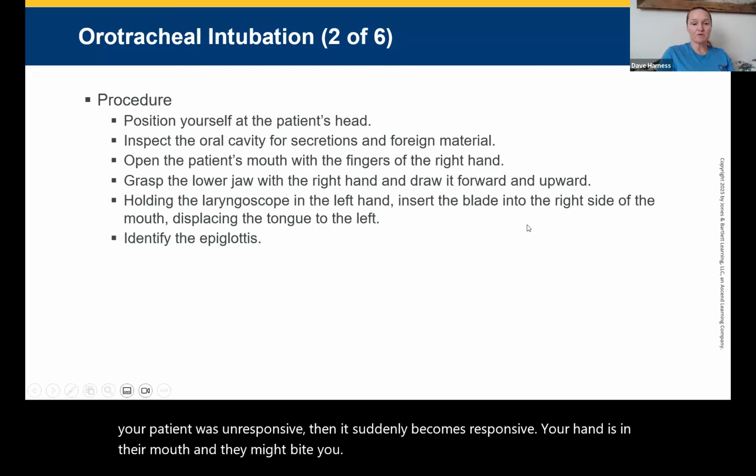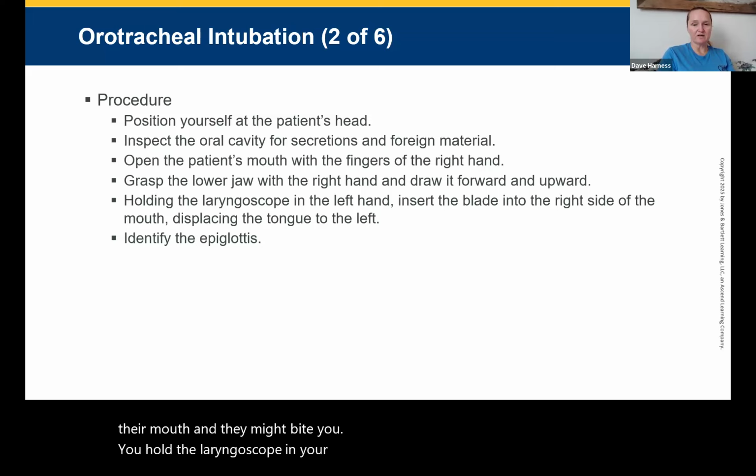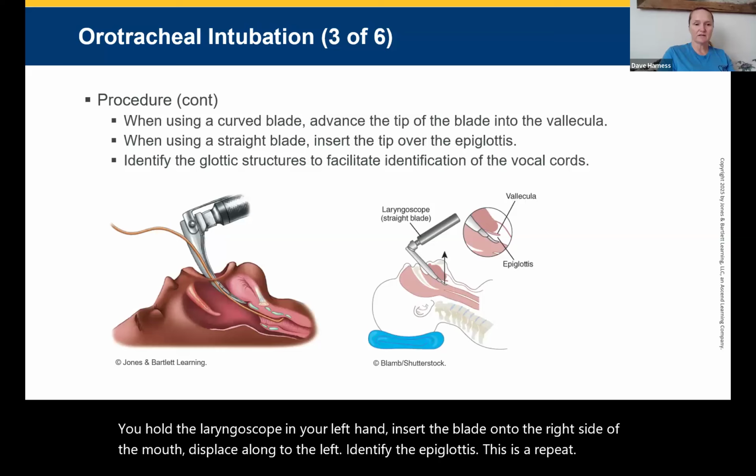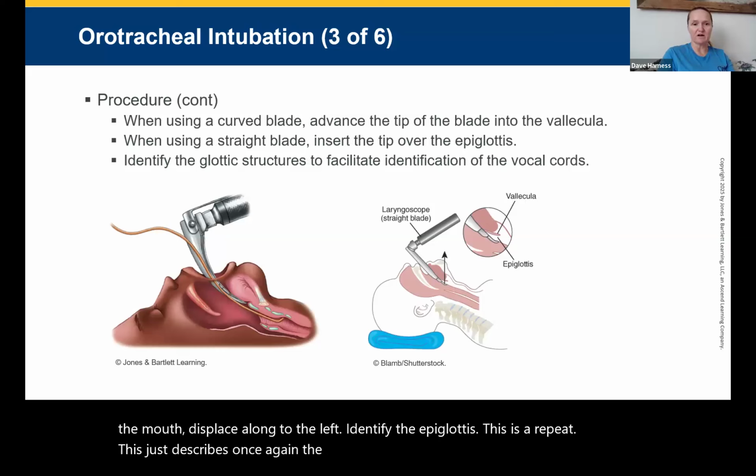You hold the laryngoscope in your left hand, insert the blade into the right side of the mouth, displace the tongue to the left, identify the epiglottis. This is a repeat. This just describes once again the two different methods depending on which blade you are using.